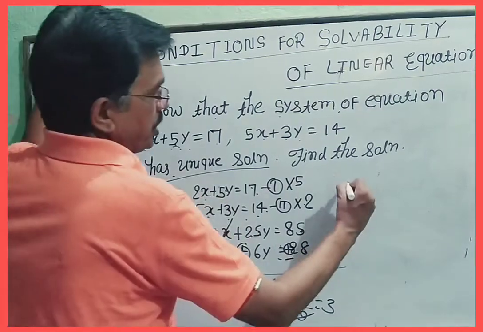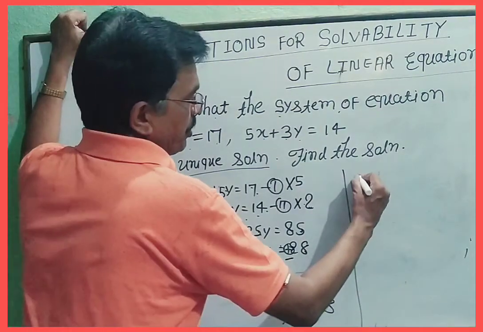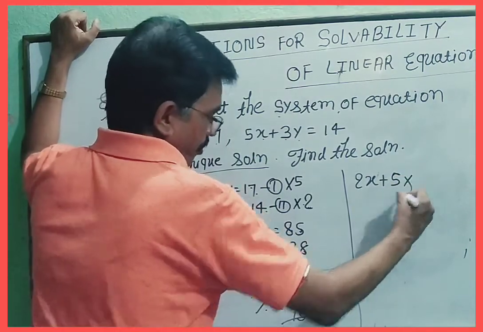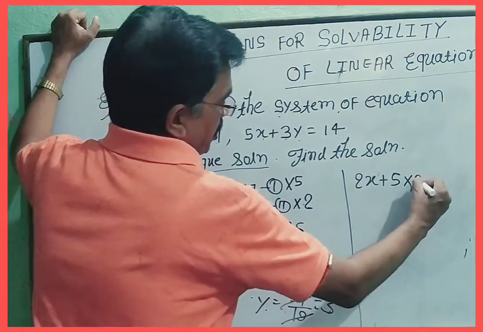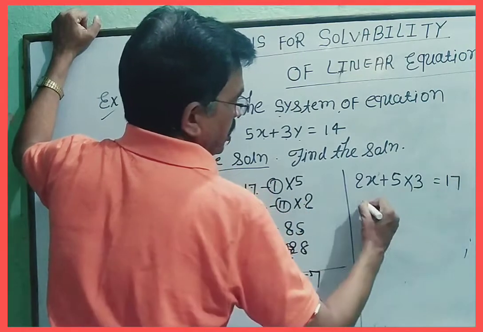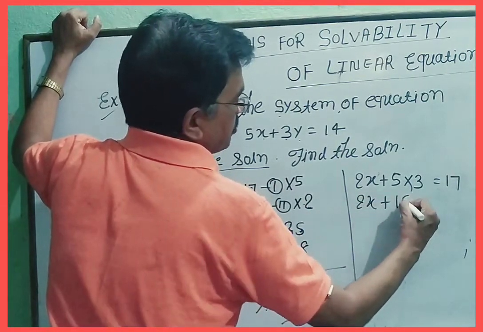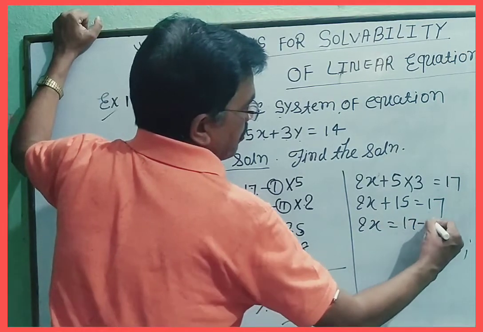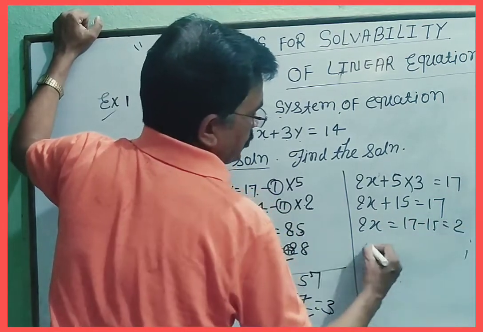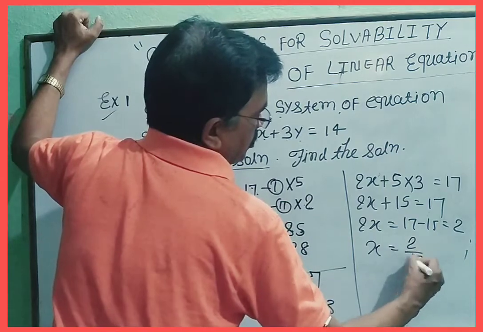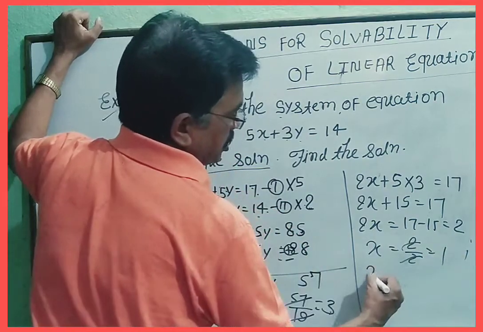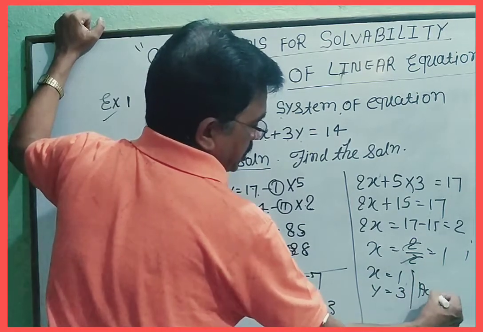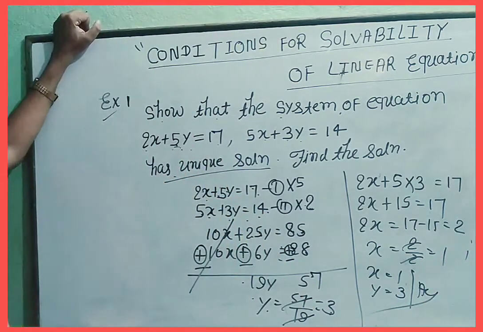Now substitute this value of y in the first equation. So 2x + 5y = 17, with y = 3. So 2x + 15 = 17. That means 2x = 17 minus 15, that is 2. So what is x? It is 2 by 2, that is 1. So the value of x is 1 and the value of y is 3. It is the answer and it is the solution of your equations.